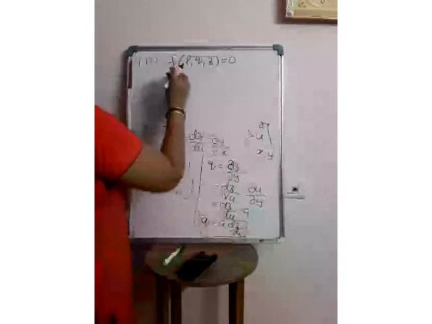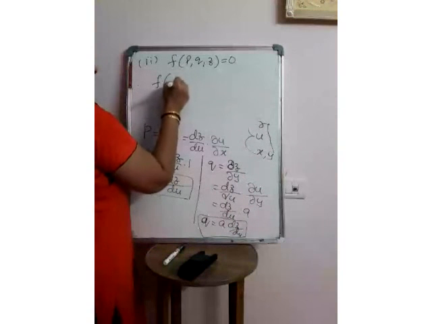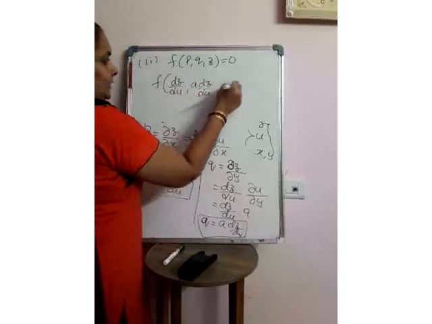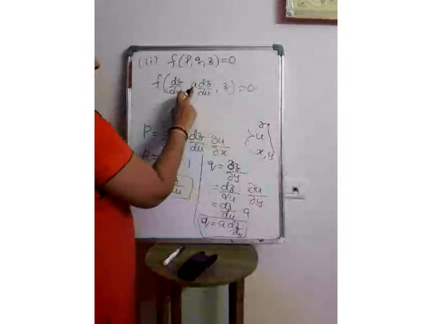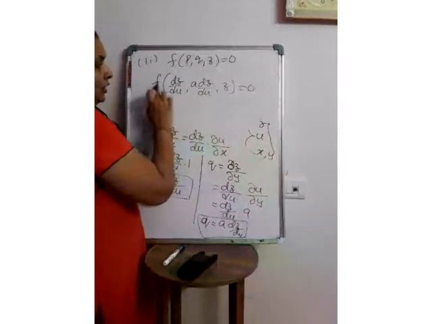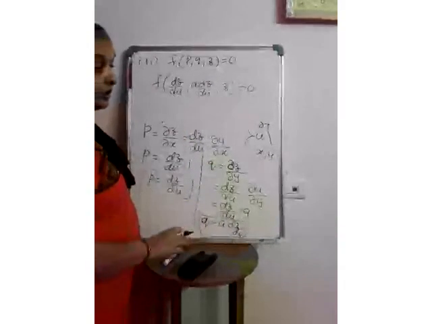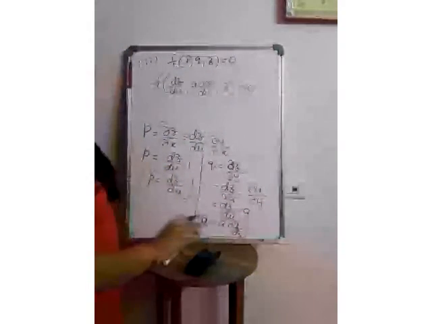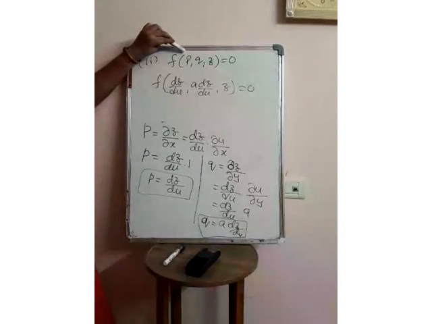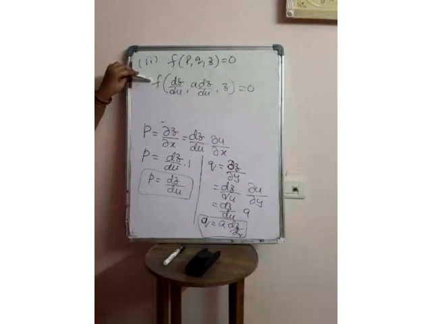So if you substitute all these, how will the solution become now? The equation becomes p is dz/du, q is a dz/du, and this is z. You can observe here that a is constant. The equation consists of two variables z and u and total derivatives. So it can be converted into a first order, first degree ordinary differential equation. Whichever method is applicable, like variable separable, homogeneous, exact, you can use that method to solve this equation. What we have done is reduce a partial differential equation into a first order, first degree ordinary differential equation. From this, we proceed with finding the solution.